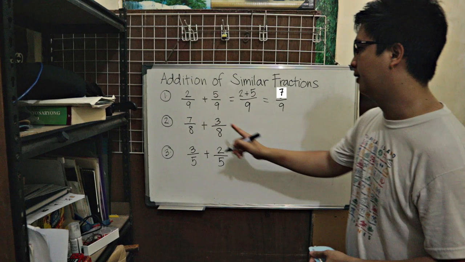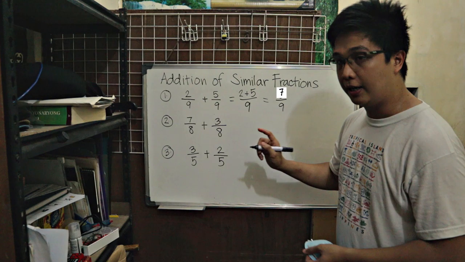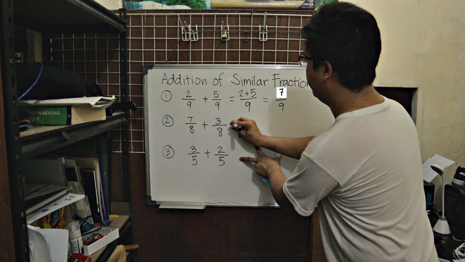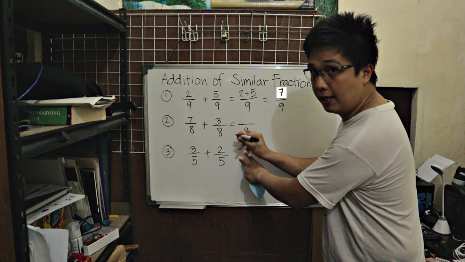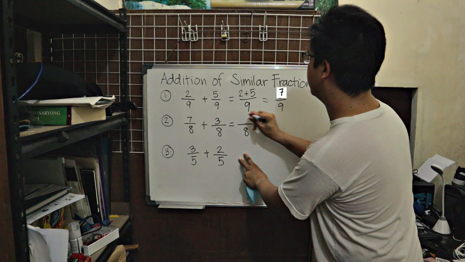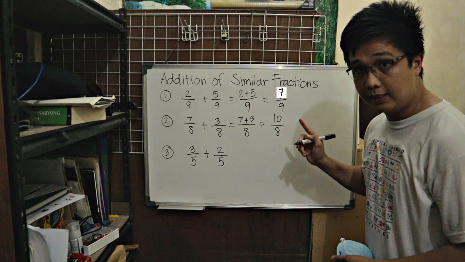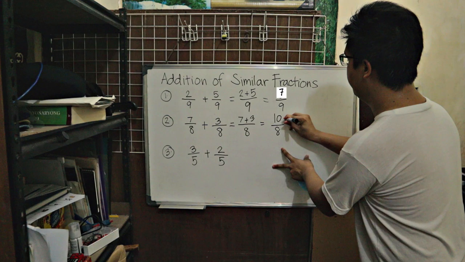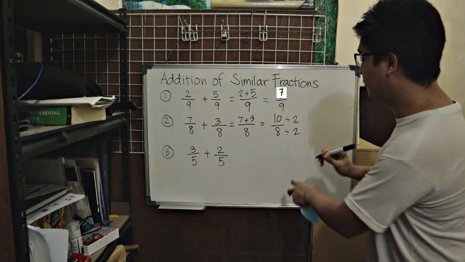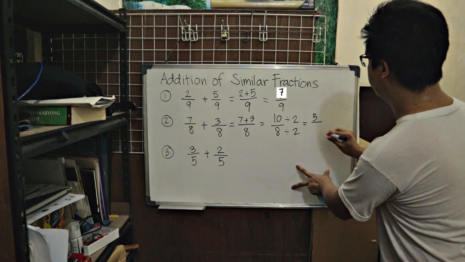Next, 7/8 plus 3/8, they are similar fractions because they have the same denominator. So ang atong obrahon is, again, you copy the denominator 8. Okay, pareho sila. They have a common denominator. And then you add the numerator. 7 plus 3. So that's equal to 10 over 8. Now, 10/8, you can actually still simplify this one. 10 and 8 are both divisible by 2. So 10 divided by 2, that is 5, tapos 8 divided by 2, that is 4, 5/4.